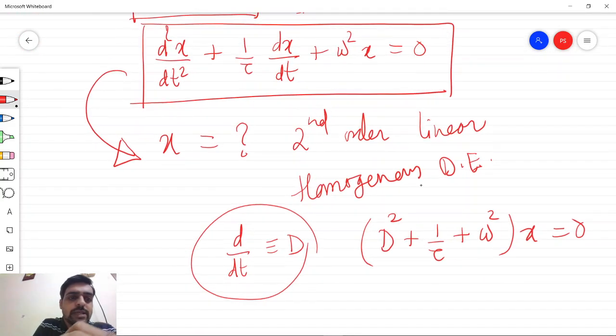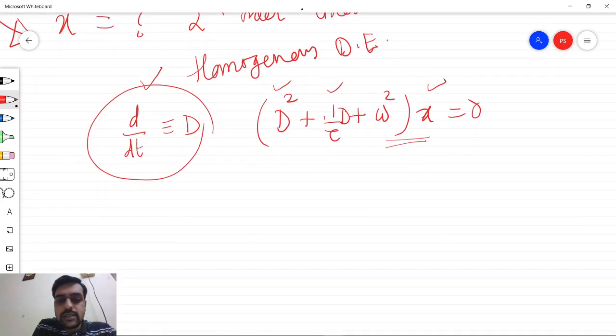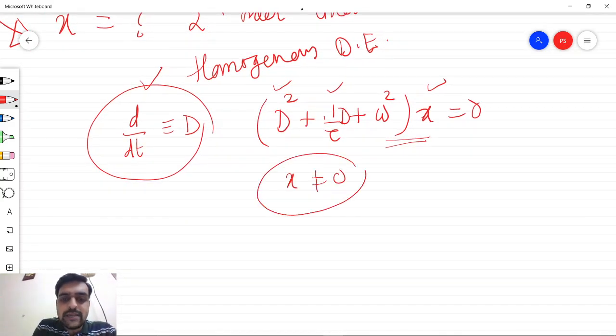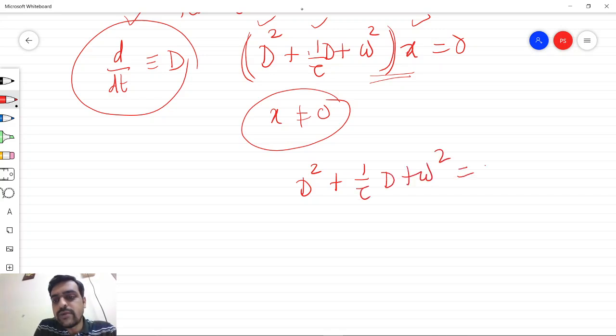So we are just replacing this d by dt by this capital D. So it gives us D squared x. Then we have 1 by tau into D to be introduced here, so D into x into 1 by tau, that is Dx by tau, and the last term is omega squared x as it is. Since x cannot be equal to 0 because x itself is the solution, the other bracket has to be 0. That is, D squared plus 1 by tau D plus omega squared has to be equal to 0.